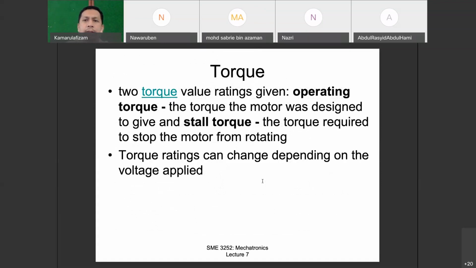Torque on a motor has two types, operating torque and stall torque. Operating torque is the torque present while the motor is running, on its performance curve. The torque when it is spinning, at a certain power input, you will have different torque ratings at different power and different RPM. The second torque is the stall torque, which is required to stop it from rotating. So while it is spinning there is RPM and also torque. You need some kind of counter torque to stop it from spinning. Alright, so the torque rating can change depending on the voltage applied.